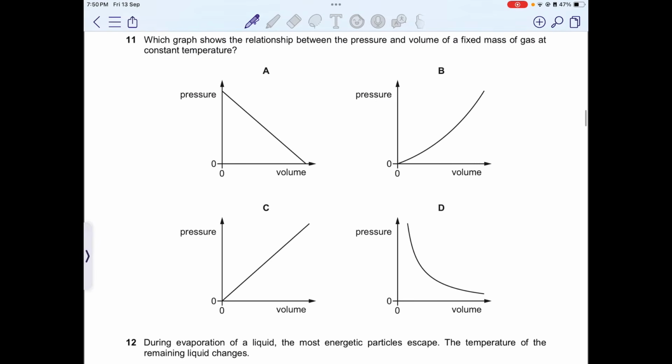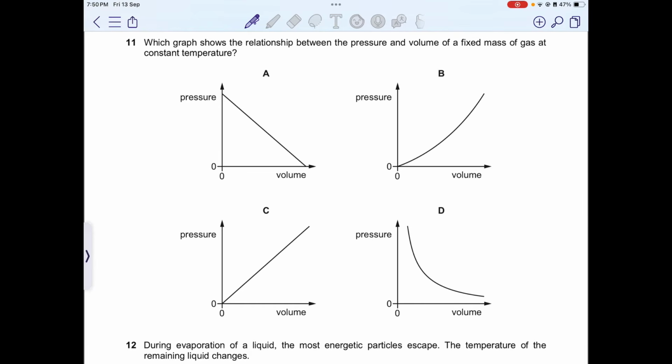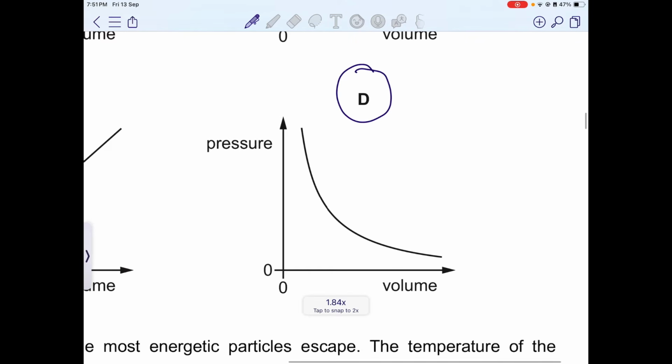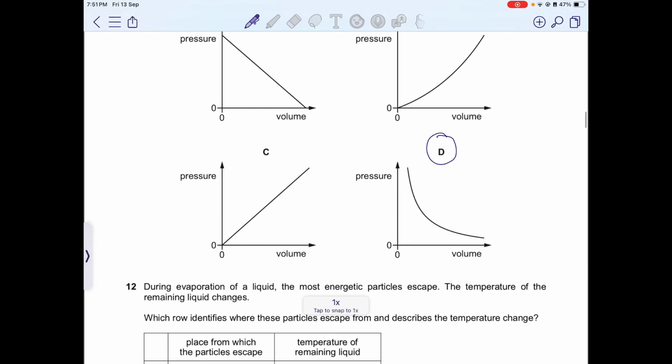Moving on, it says which row shows the relationship between the pressure and the volume of a fixed mass of gas at constant temperature. Pressure and volume are inversely proportional. If you decrease the volume, the particles collide more frequently with the walls and the pressure would increase. Whereas if you increase the volume, the molecules collide less frequently and the pressure would decrease. For graphs that are inversely proportional, the only option is D. As you can see, as the pressure increases, the volume is decreasing, and as the volume increases, the pressure is decreasing. So the correct answer is D.